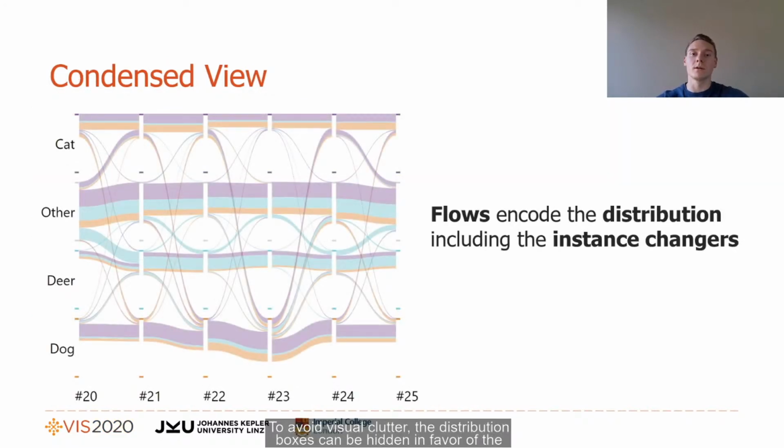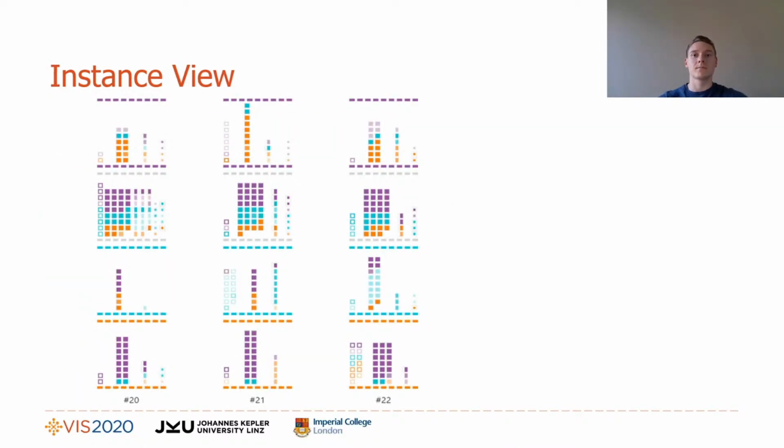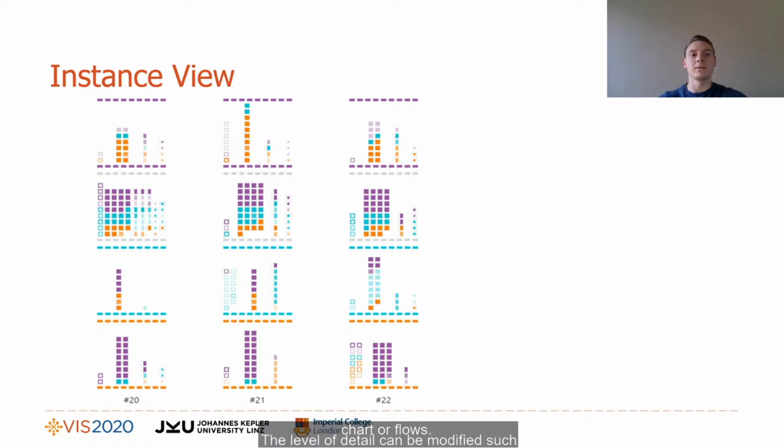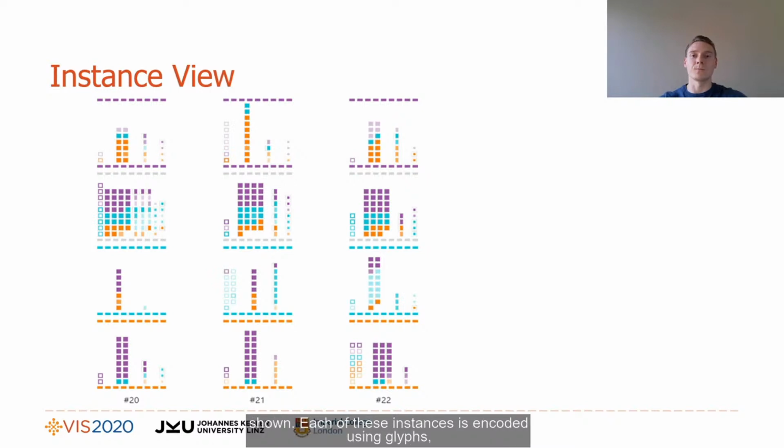To avoid visual clutter, the distribution boxes can be hidden in favor of the flows, as the flows implicitly encode the distribution per prediction class. In the previous views, the instances were aggregated and shown as distribution bar chart or flows. The level of detail can be modified such that within each class prediction box, the actual underlying instances are shown.